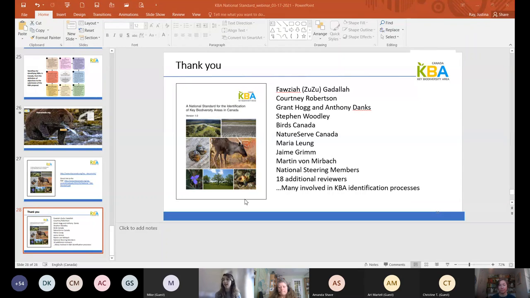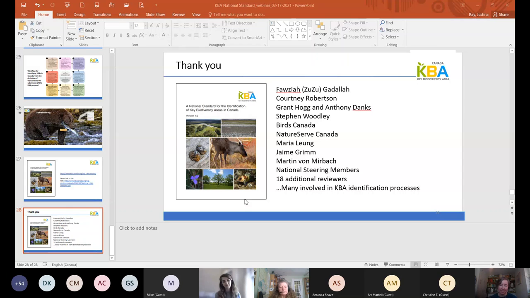Great. So this process to identify KBAs has been going on in various parts of Canada for the past year and a half, almost 2 years. How will, if at all, the publication of the national standard now influence that process? Kira, that might be a better question for you. Sure, it's a good question too.